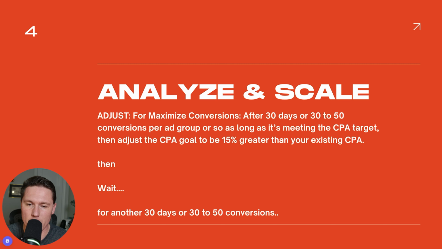So all that being said, if it's meeting your target, then adjust your CPA goal to be 15% higher than your existing CPA. Then what do you do? Then wait again for another 30 days or 30 to 50 conversions. I know it's probably killing you to wait.